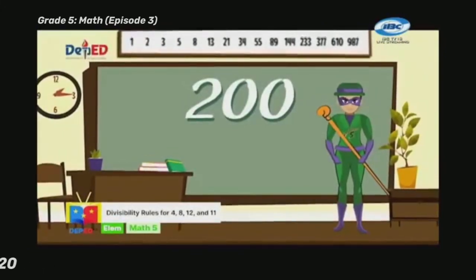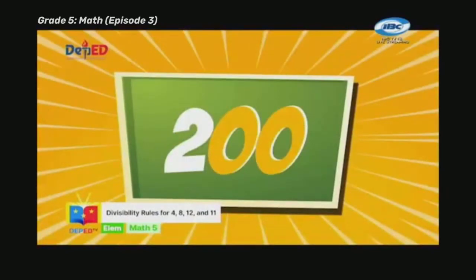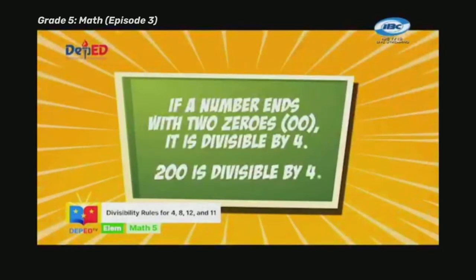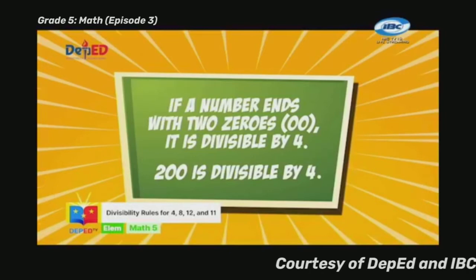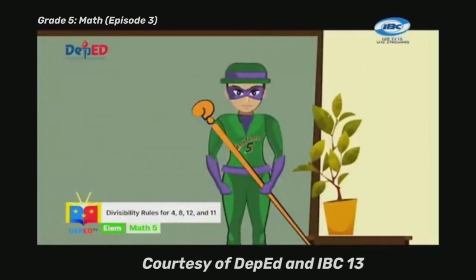Let's take a look at the last two digits of the number. The last two digits of 200 are two zeros. Since the rule states that if the last two digits of a number are two zeros, it is divisible by 4, our answer is yes, 200 is divisible by 4. You're doing good. How about this?